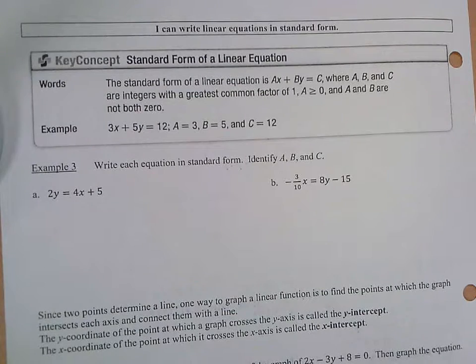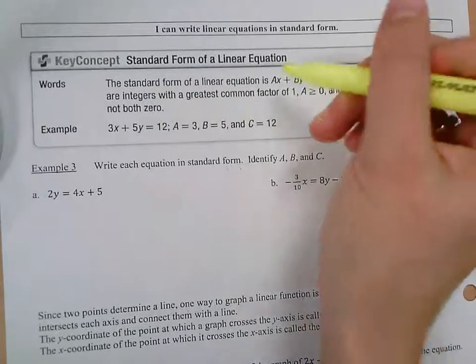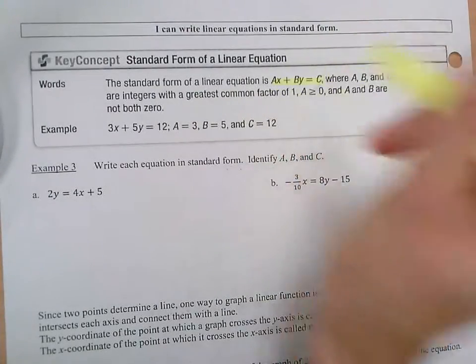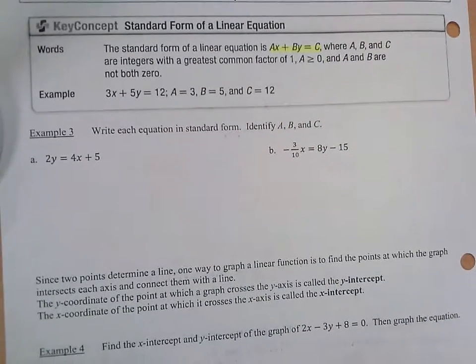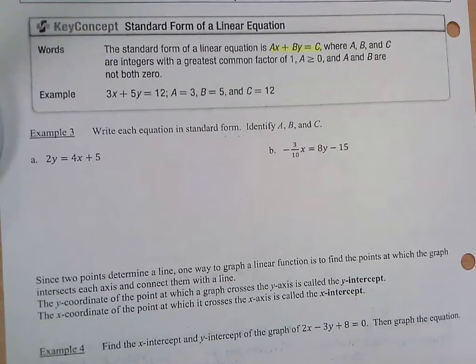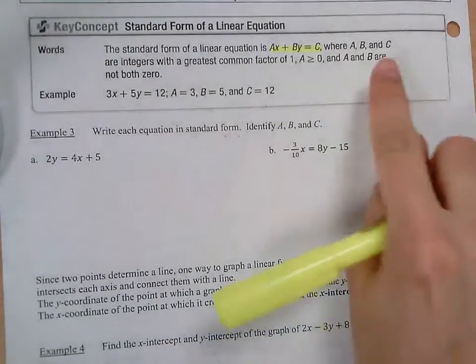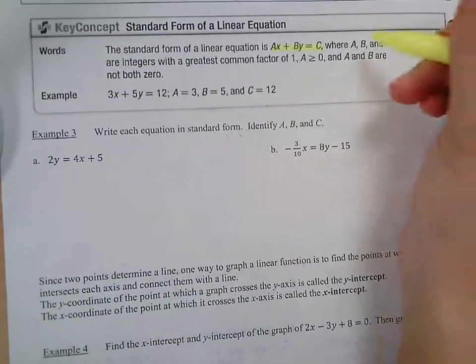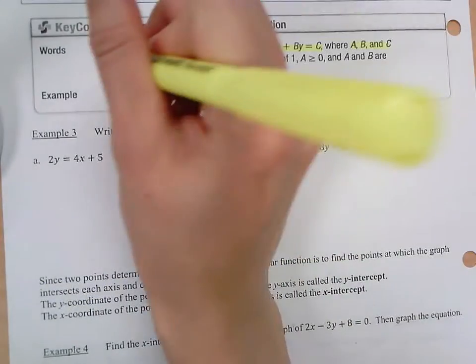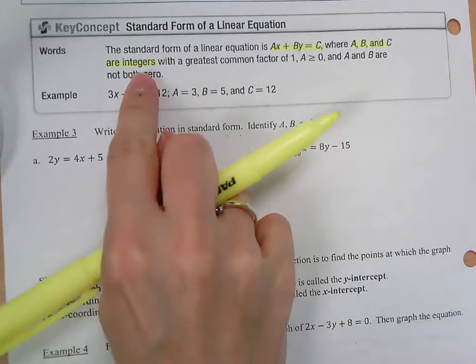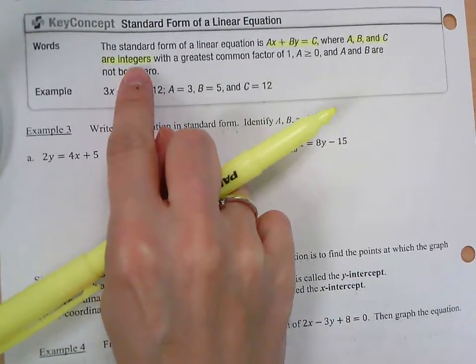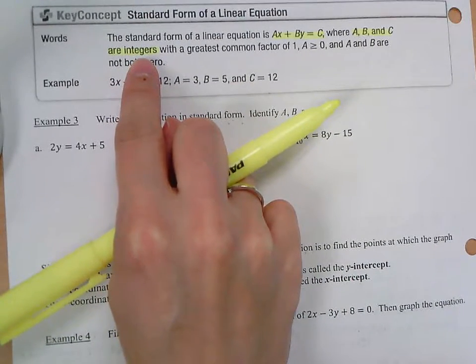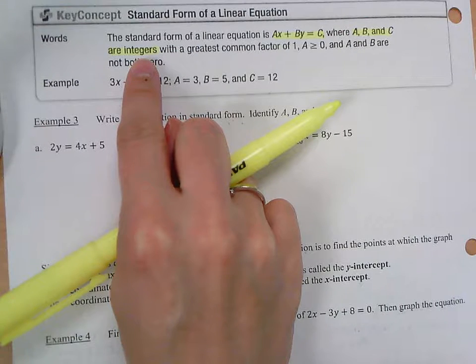Okay, so standard form for a linear equation is the form Ax plus By equals C, and the A, B, and C are capitalized in that form. You did see this in Algebra 1. A, B, and C are integers. So let's stop there. Integers, what does that mean exactly? What are integers? Because we covered that in Chapter 1.